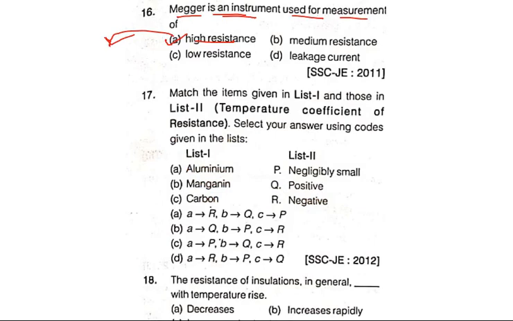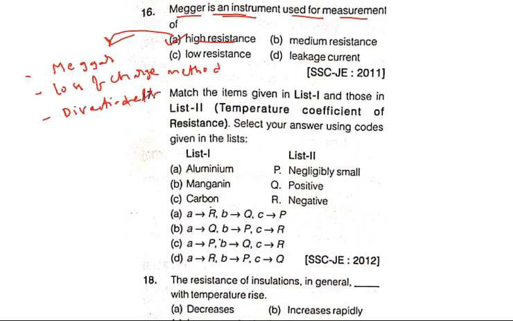And for measurement of high resistance, what are the methods we use? Firstly, the Megger. Second, the loss of charge method. And the direct deflection method. All these are very important. So Megger is an instrument used for measurement of high resistance. What are the methods used for high resistances? One is Megger, another is the loss of charge method, another is the direct deflection method. All these three methods are used for measurement of high resistance.